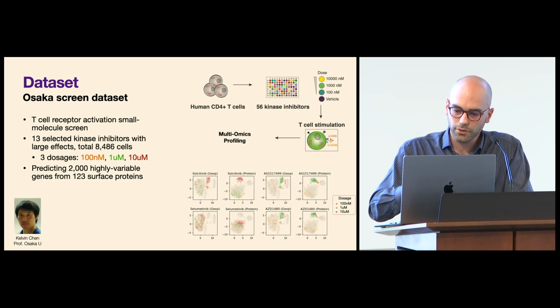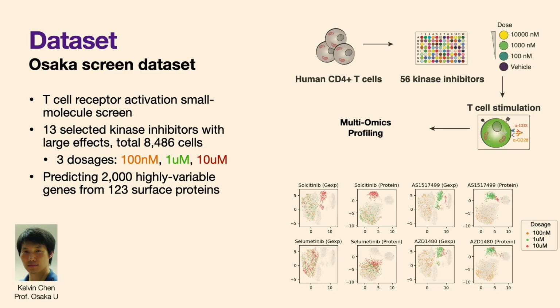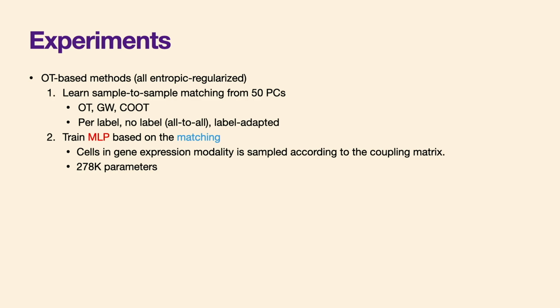If you look at some kind of UMAP space, I'm plotting here different drugs in the gene expression space and protein space, and you can see that when you increase the dosage, things are moving along in latent space, which gives you the idea that the drugs are having an effect on the cells. I'll leave it at that for visualization. So the experiments we wanted to perform were, first, we want to run the OT-based methods. Those methods are trained on the 50 PC latent space for both gene expression and proteins.